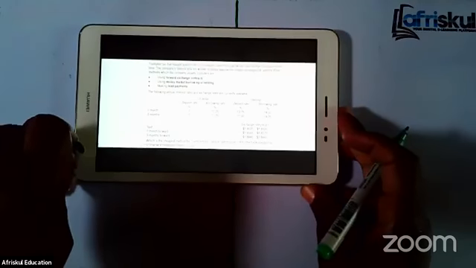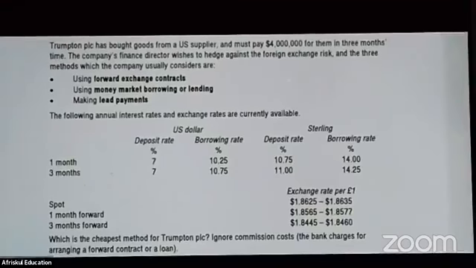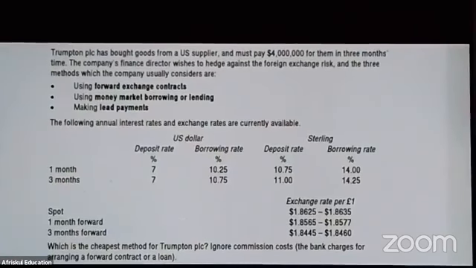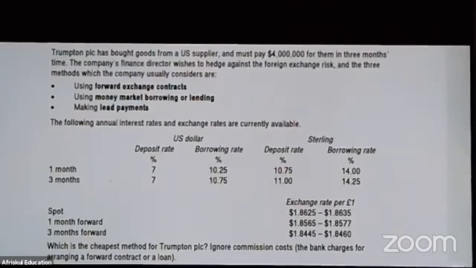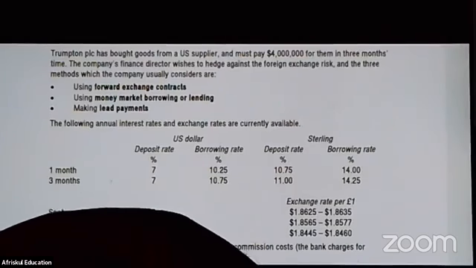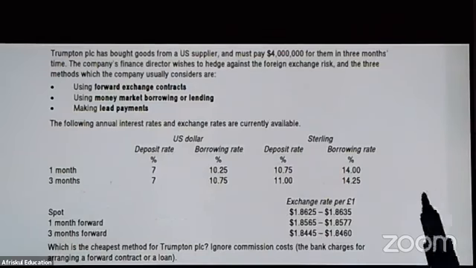Great. So Trumpton, we are told that Trumpton PLC has bought goods from a US supplier. Ladies and gentlemen, by the look of things, this company happens to be in the UK. How have I known that it's in the UK? Because we have got two currencies. We have here the UK pound and we have the dollar.